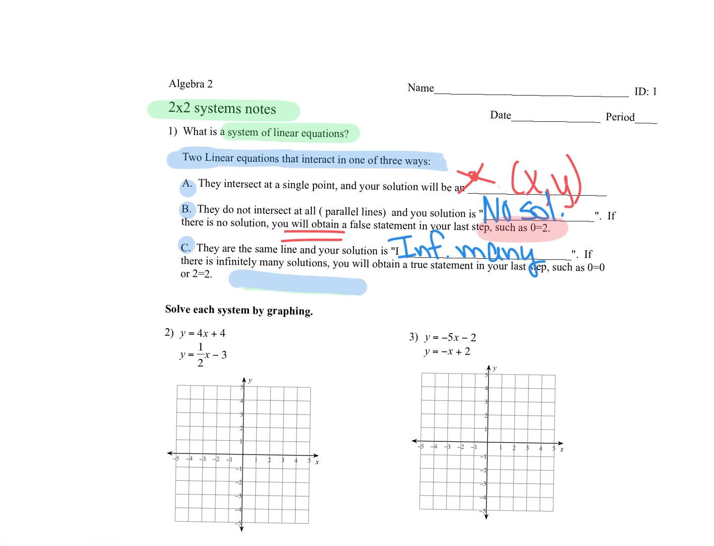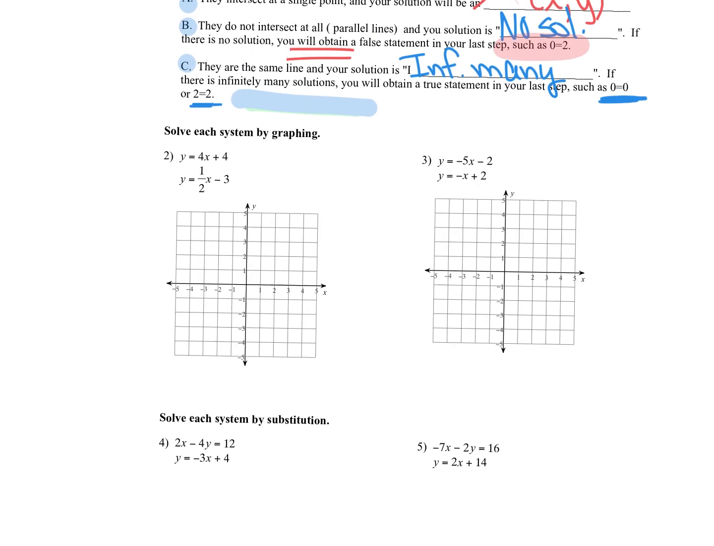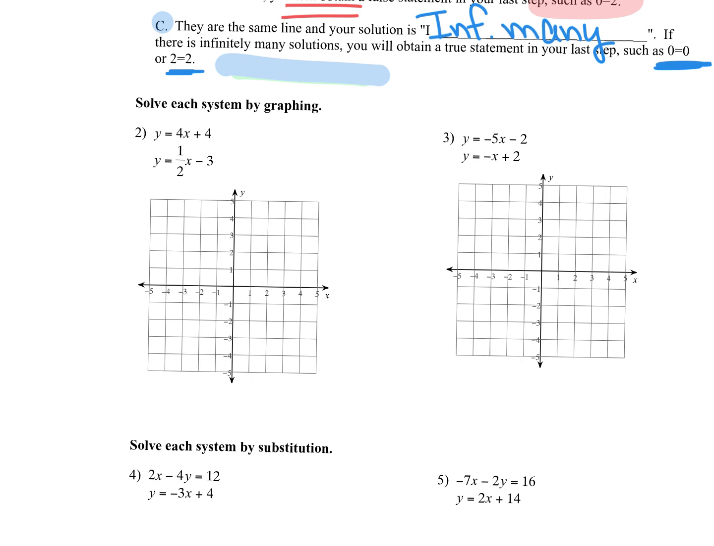So on a graph, they'd be the same line. If you were doing it algebraically, which we're going to talk about, you'd end up with a true statement. Usually it's 0 equals 0, but it could be anything: 2 equals 2, 5 equals 5, 7 equals 7. That means they're the same line, and there are infinitely many solutions. Okay, so let's start by solving by graphing.